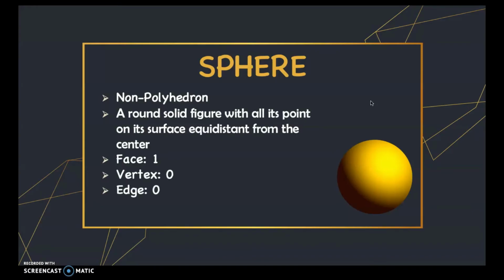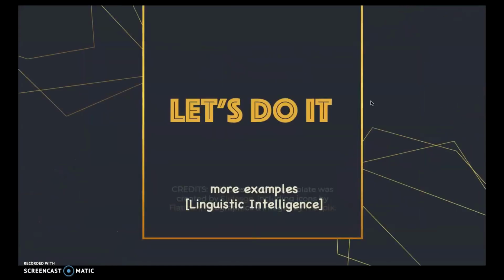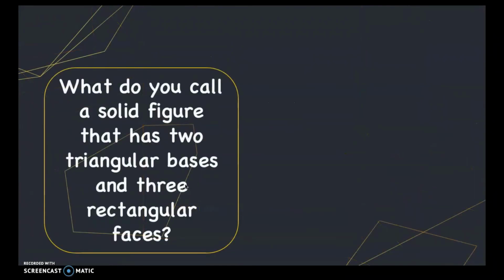no vertex, no edge also. Let's have more examples of solid figures. Now, this time, let's identify what kind of solid figure is described here. So we have, what do you call a solid figure that has two triangular bases and three rectangular faces? So take note of our keyword here.